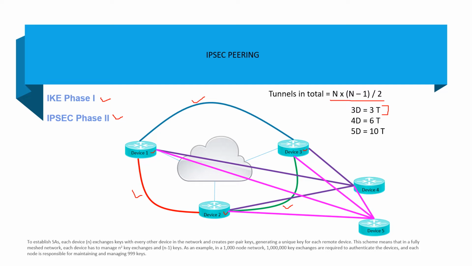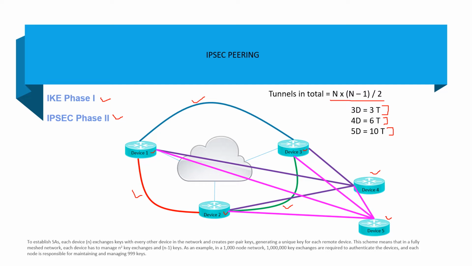As we add a fourth device, let's say device 4, the total number of tunnels is going to be 6. Similarly, if I add one more device, the fifth device in this network, I will end up having 10 tunnels. So it's a kind of organic growth in the total number of tunnels.